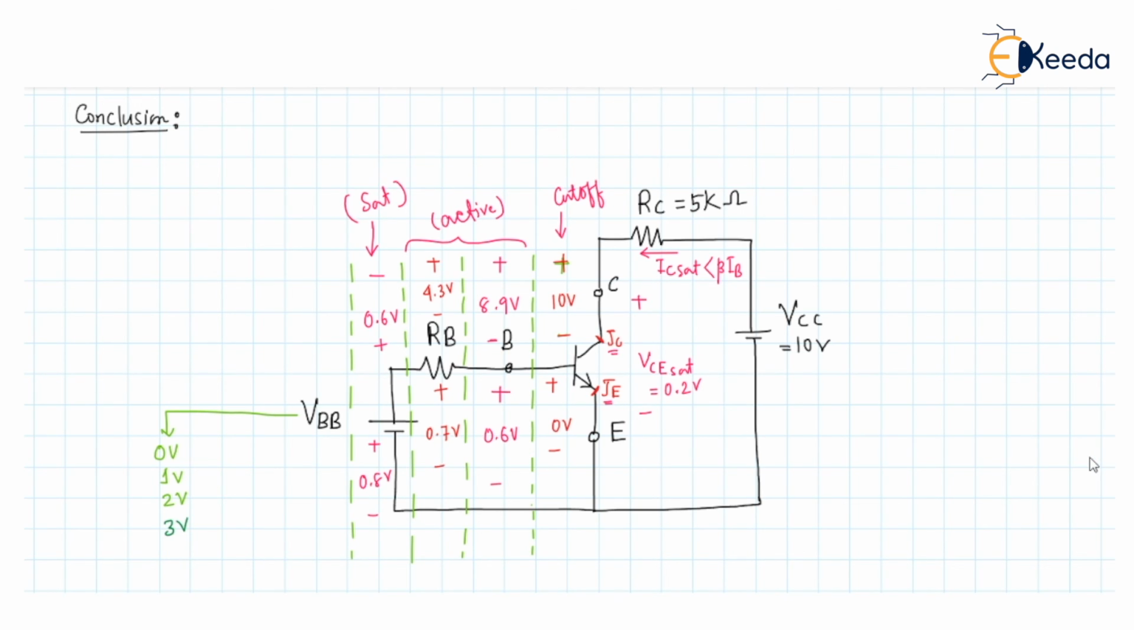So this is how the transistor automatically changes the region of operation depending on the base voltage that we have applied externally.